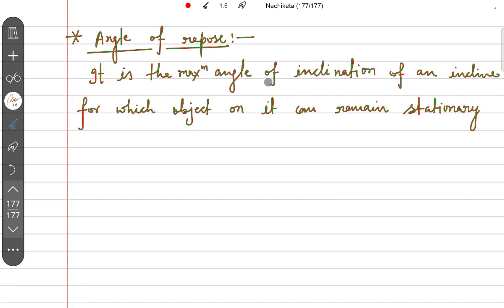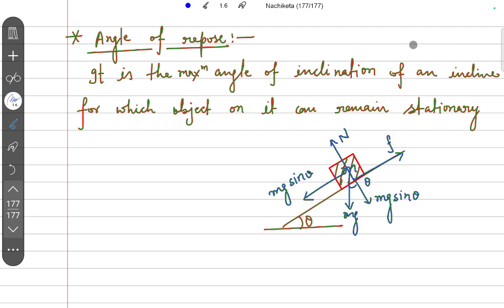Means it doesn't slide. So it is the maximum angle of inclination of an incline for which an object placed on it can remain stationary. Means it doesn't slide. So mind it, as the angle of inclination is increased, suppose considering that the object remains stationary, so here it will become equal to mu s mg. Limiting friction will be how much? So mind it, as per the definition, it is the maximum angle of inclination for which the object can remain stationary. So of course, in that case, it will be a kind of limiting friction.